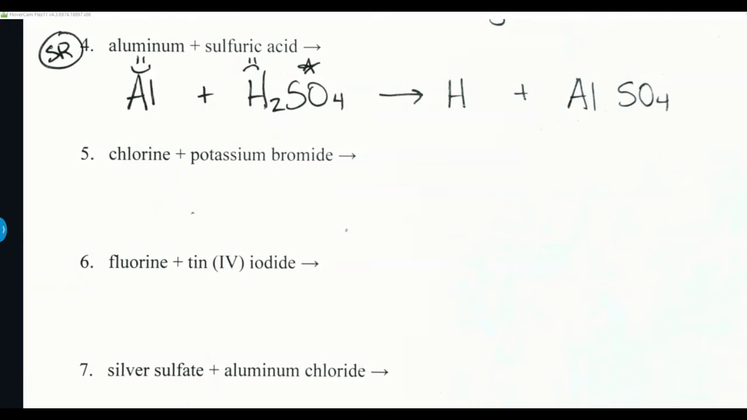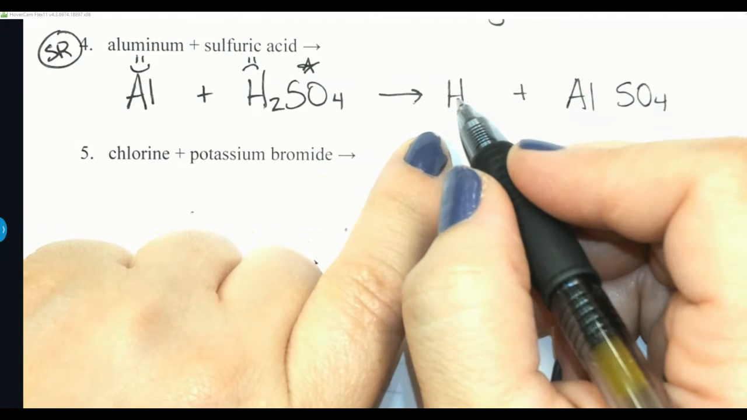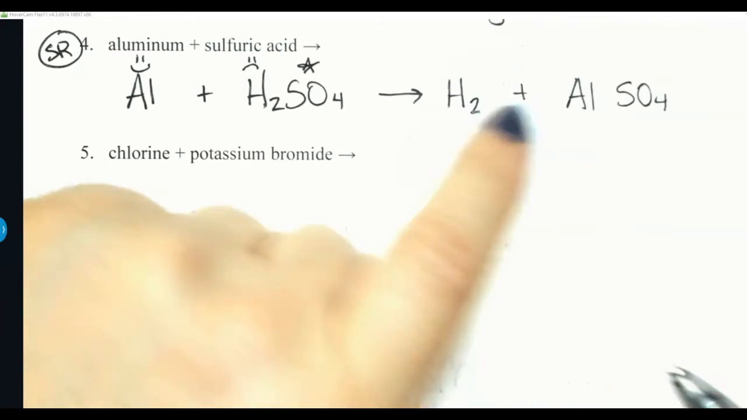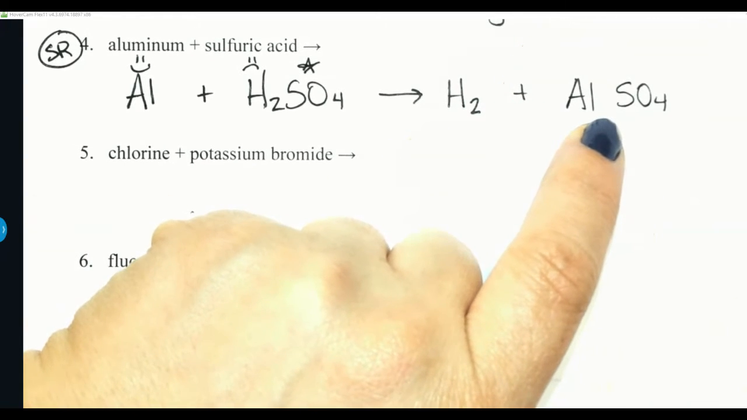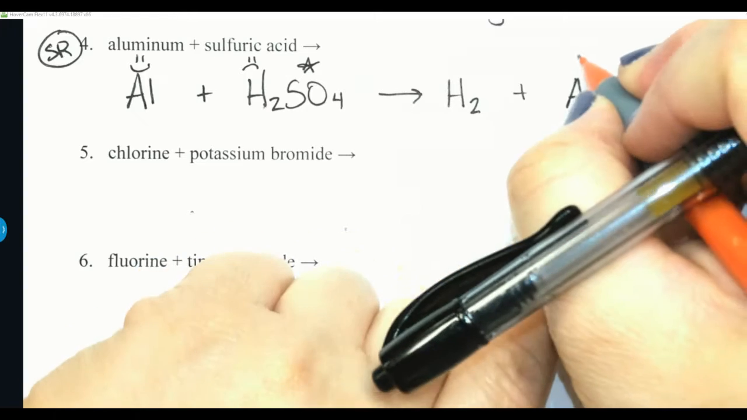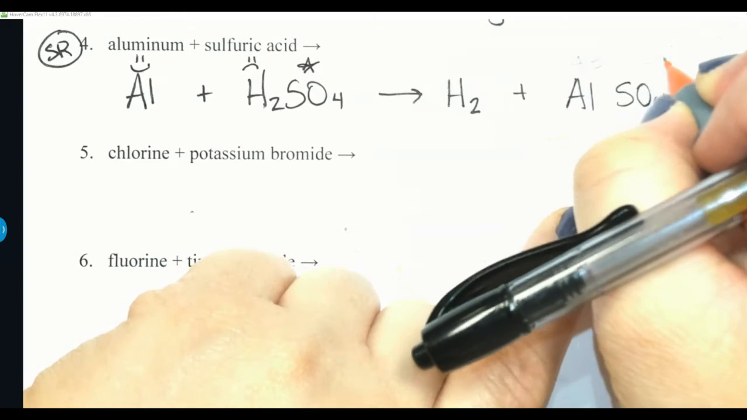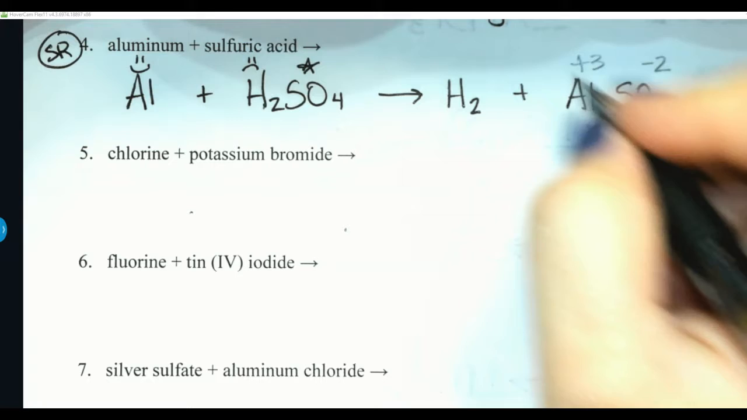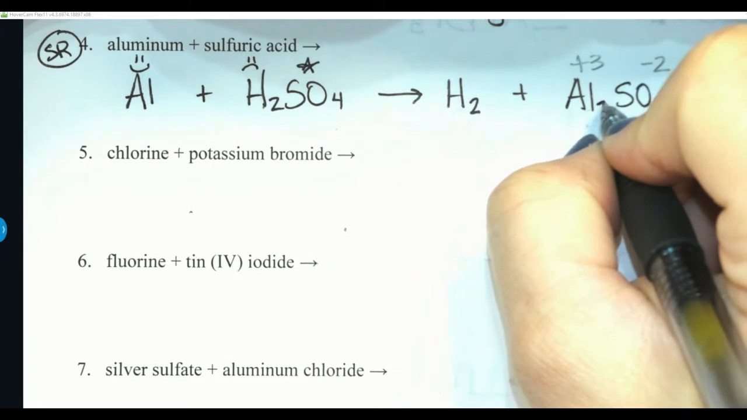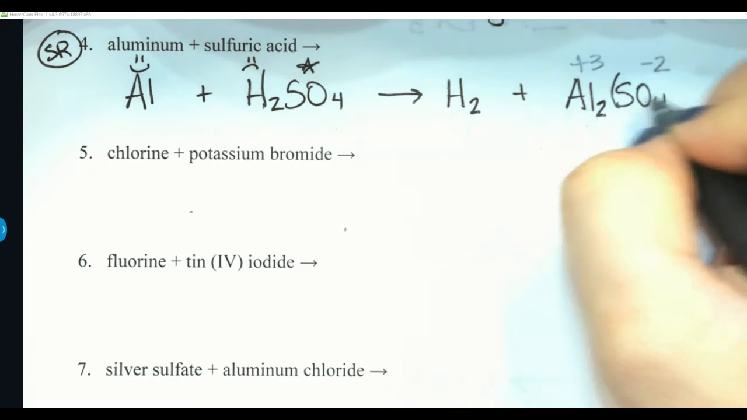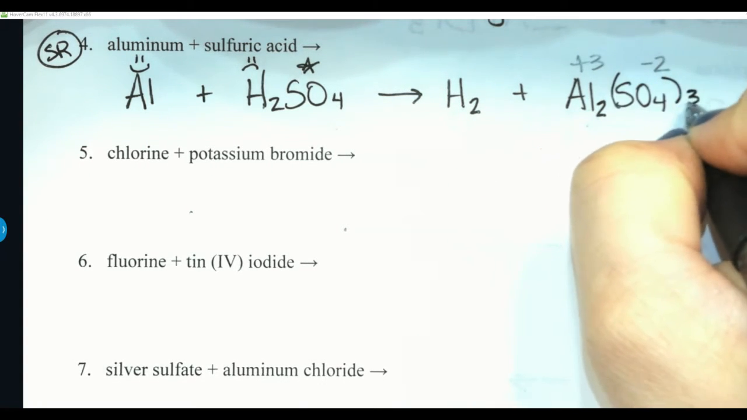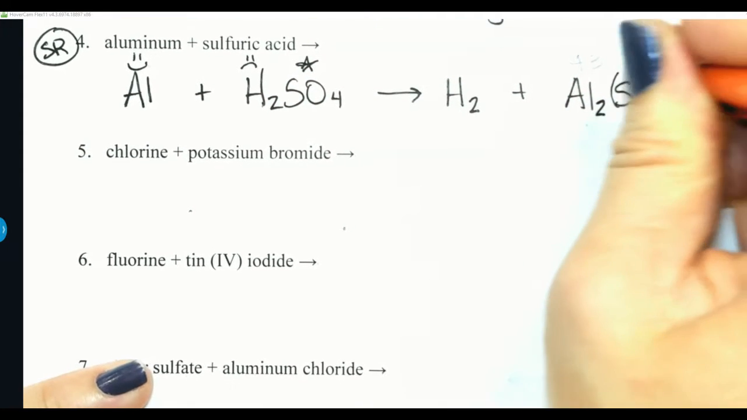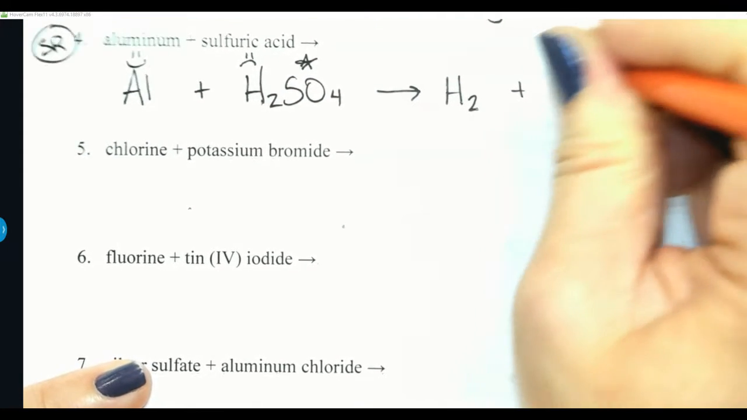AlSO4. Okay, now on the right side, is this a diatomic because it's a single lonely element? Yes, it is, so it gets a little 2. And then I need to balance my charges. Aluminum has a charge of +3, and sulfate has a charge of -2. So that's going to crisscross. It's going to put a 2 there, and then I'm going to need to put sulfate in parentheses because it needs a subscript of 3. And so now I'm done with my charges. I'll erase them.